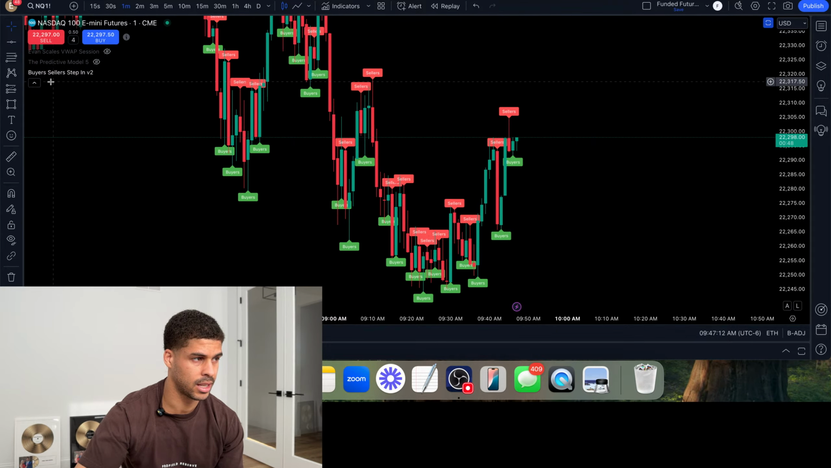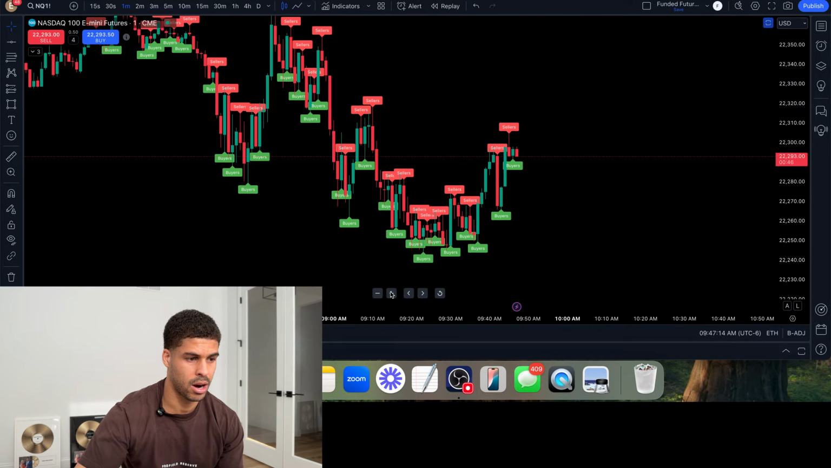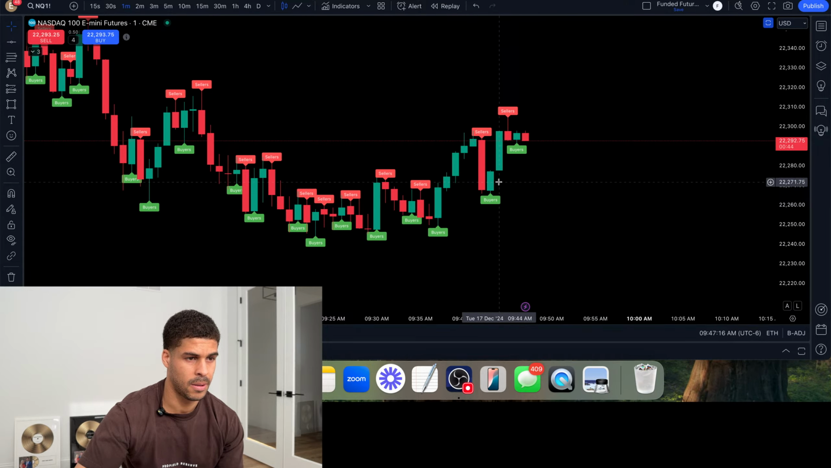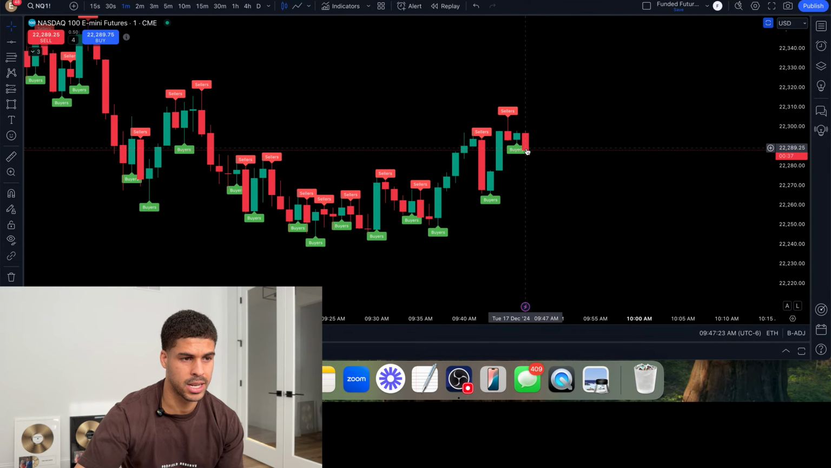I'm seeing buyers step in at higher and higher levels. So buyers were here, now they're here, now they're up here. Again, I don't know if price necessarily is going to hold up here. It could just fly down. But I am seeing price sharply move up.